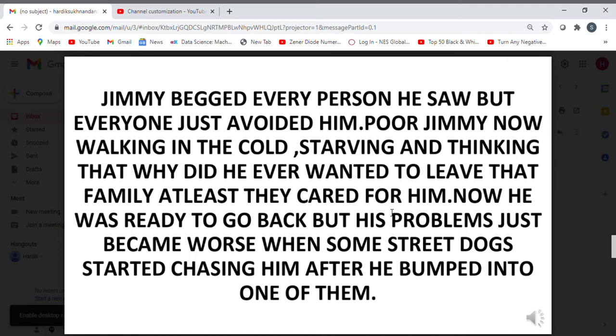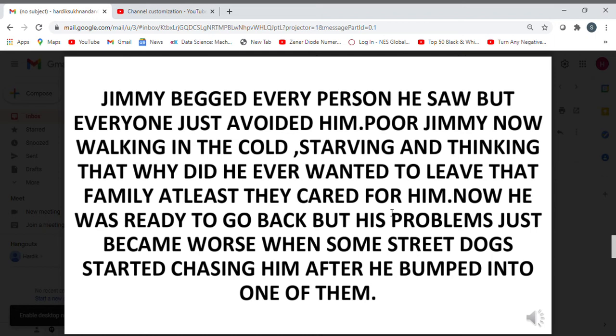So now he was ready to go back, but his problems just became worse when some street dogs started chasing him after he bumped into one of them. So here I did not just directly say that he realized his mistake, be happy with what you have, there's the moral, and that's it, happy ending. No, I still needed to add something more because that was predicted.